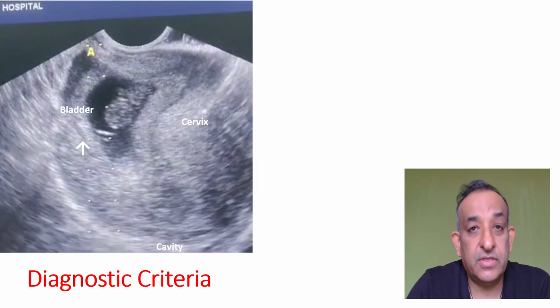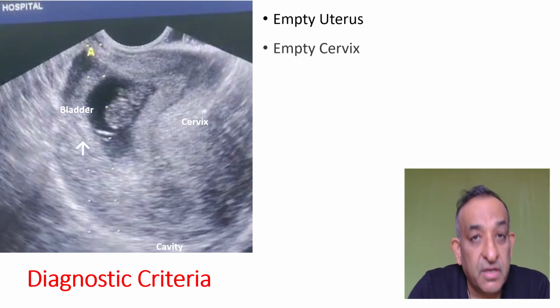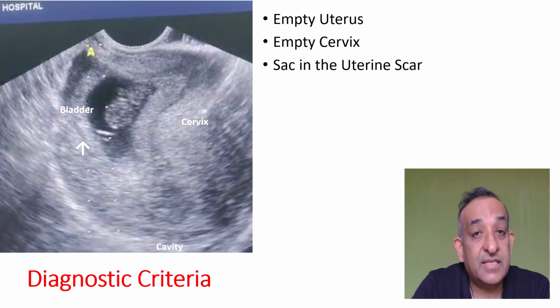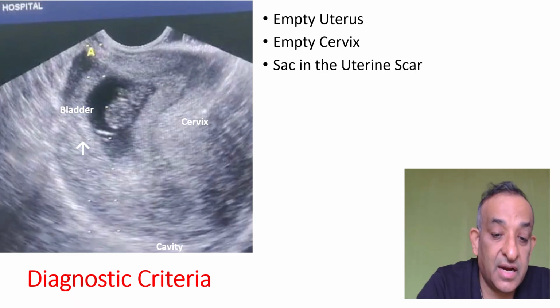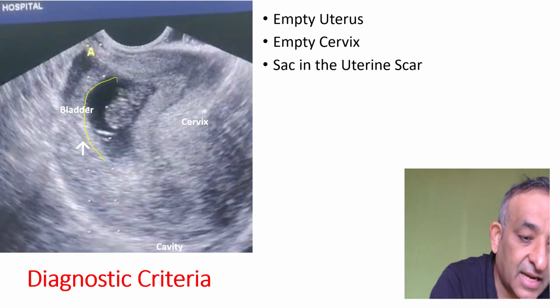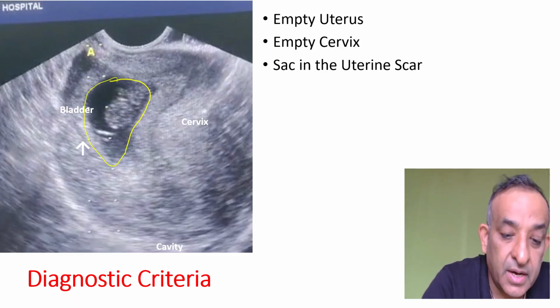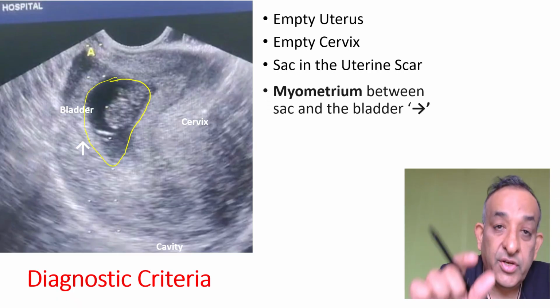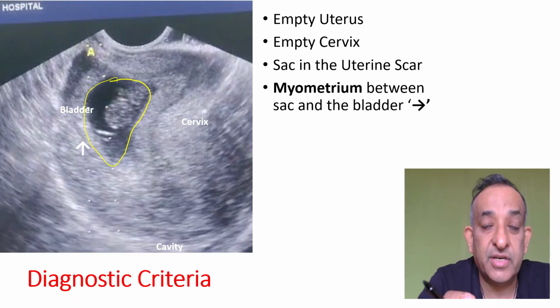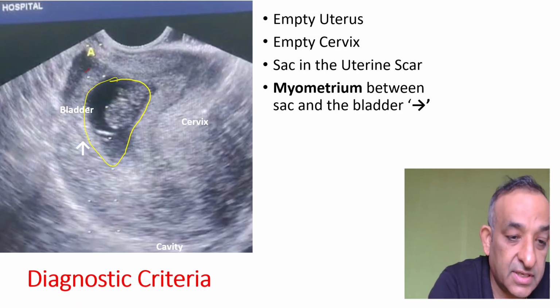Now, how do you diagnose this cesarean scar ectopic? If the uterus is empty, the cervix is empty, and the sac is in the uterine scar area. You can see the gestation sac. I'm lining this in yellow. Now, we should also see a layer of myometrium between the gestation sac and the urinary bladder. So, if you see this, this is the myometrial area, and this is the bladder.